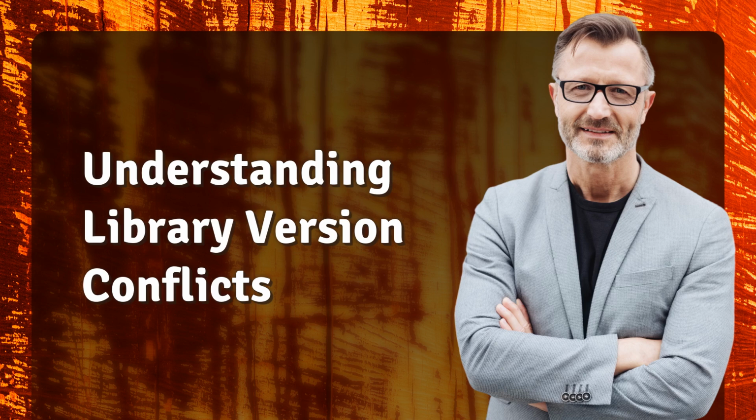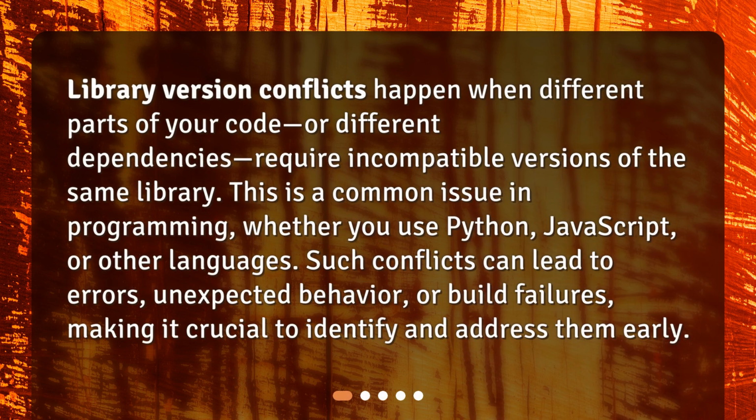Understanding library version conflicts. Version conflicts happen when different parts of your code or different dependencies require incompatible versions of the same library. This is a common issue in programming, whether you use Python, JavaScript, or other languages. Such conflicts can lead to errors, unexpected behavior, or build failures, making it crucial to identify and address them early.